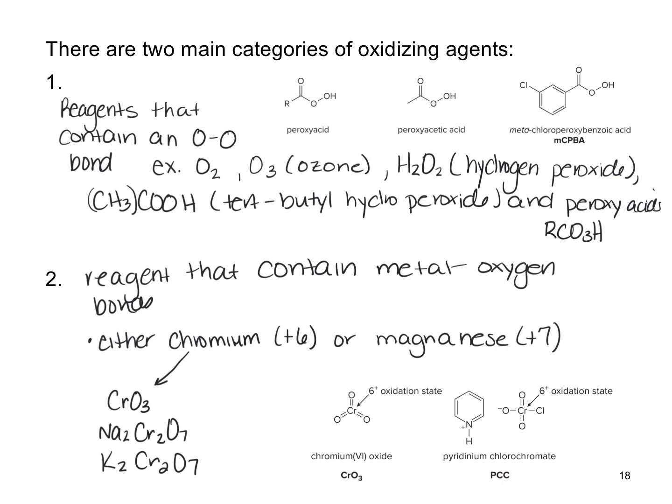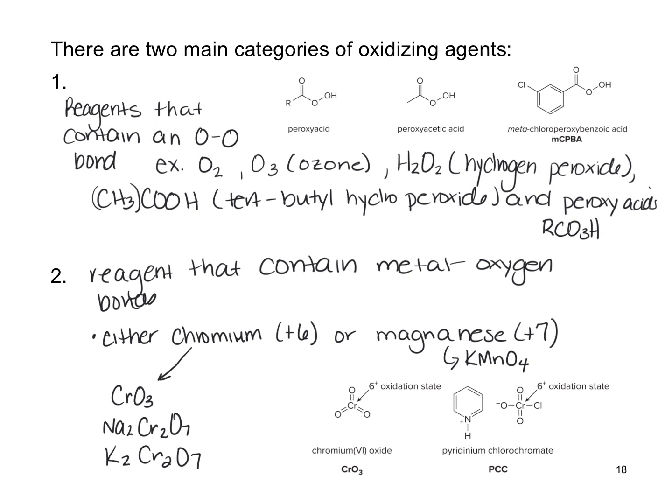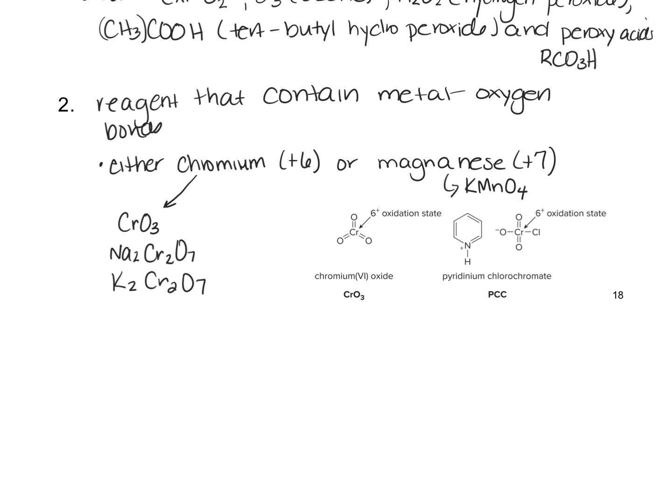And then the most common manganese reagent is KMnO4, right, which is potassium permanganate, which you may recognize from general chemistry. Now, other oxidizing reagents that contain metals that show up a little less frequently are things like osmium tetroxide, and silver oxide.